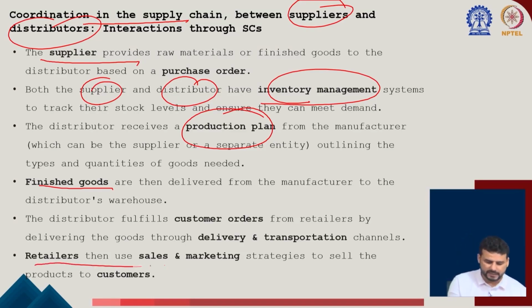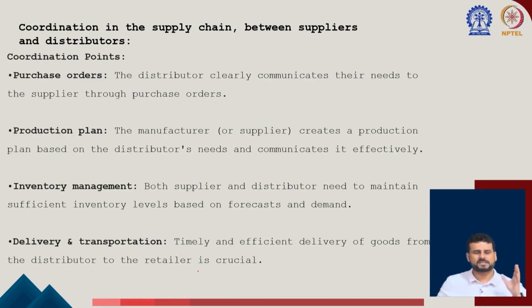Or maybe through the retailers, then you are selling the product, and maybe through your marketing advertisement, whatever you are doing directly to the customer, so then you are providing the product to the retailer. So these all are interactions happening through the supply chain. Just a quick review. Now, suppliers and distributor coordination points, purchase orders.